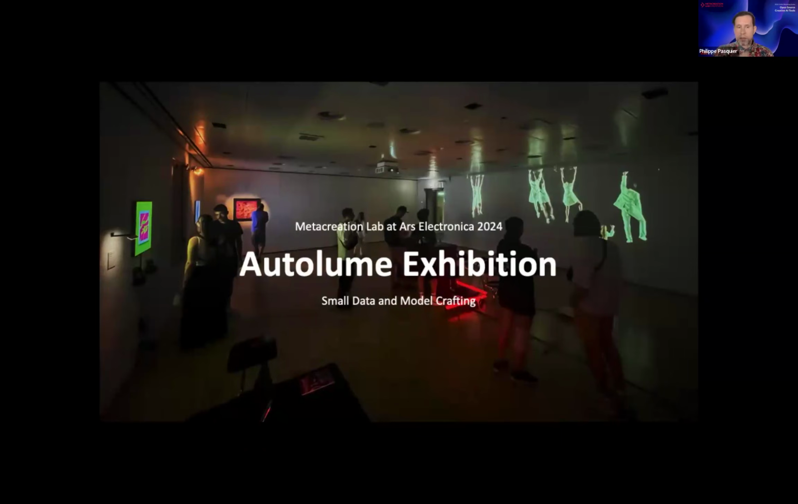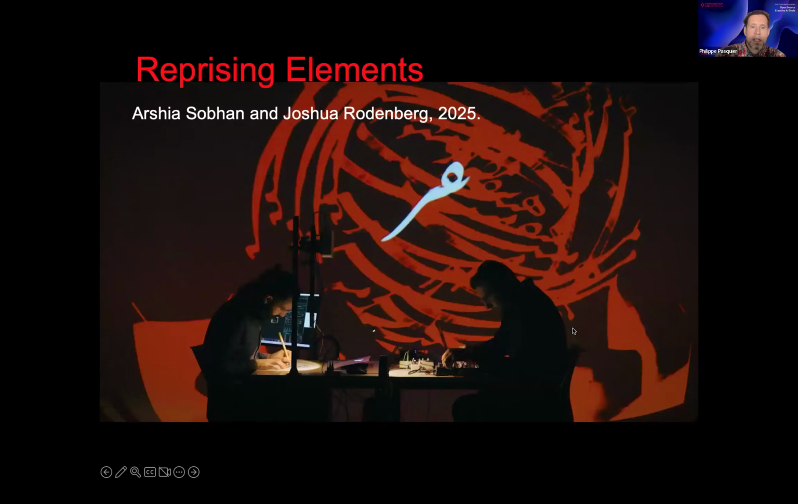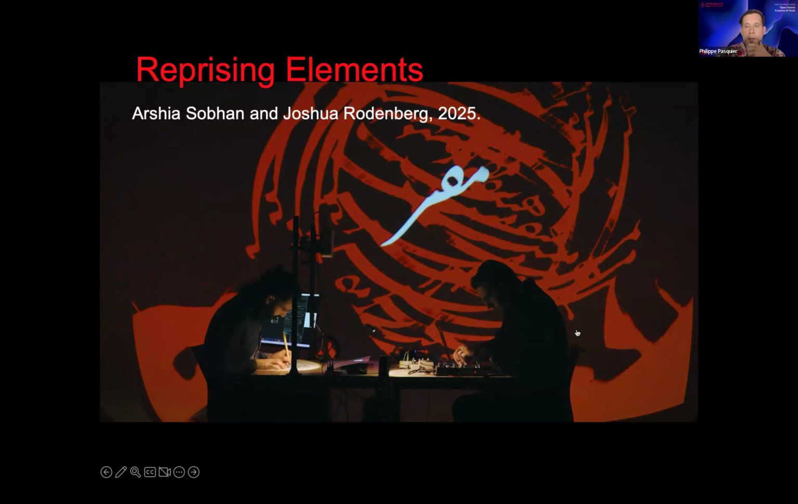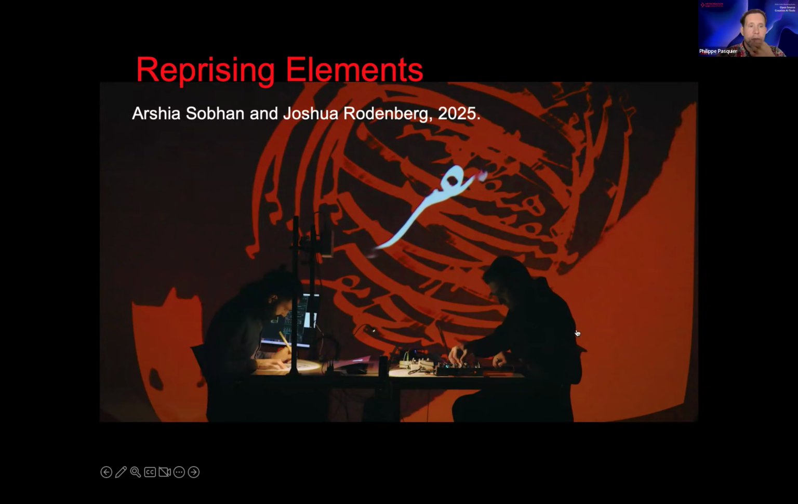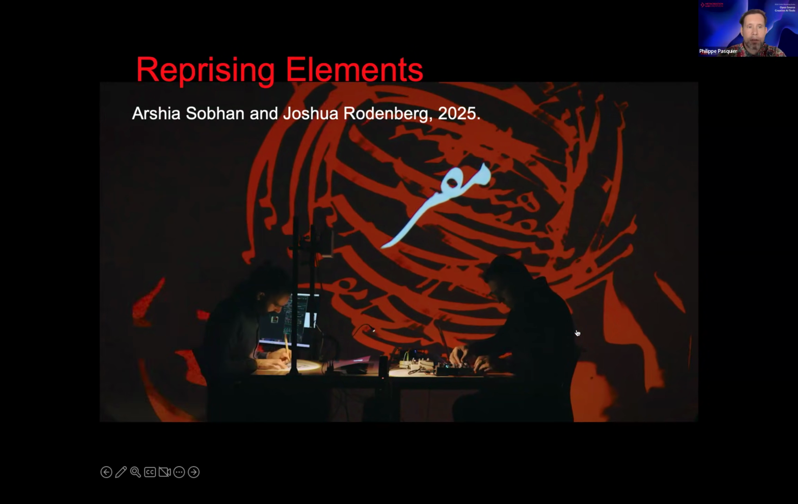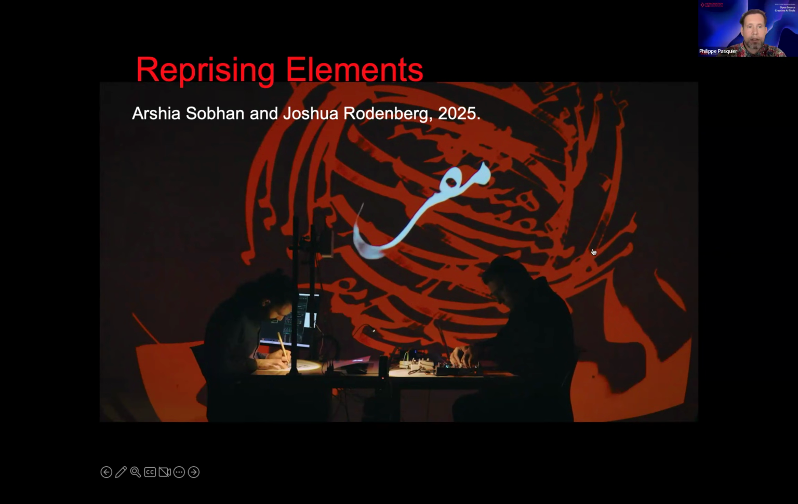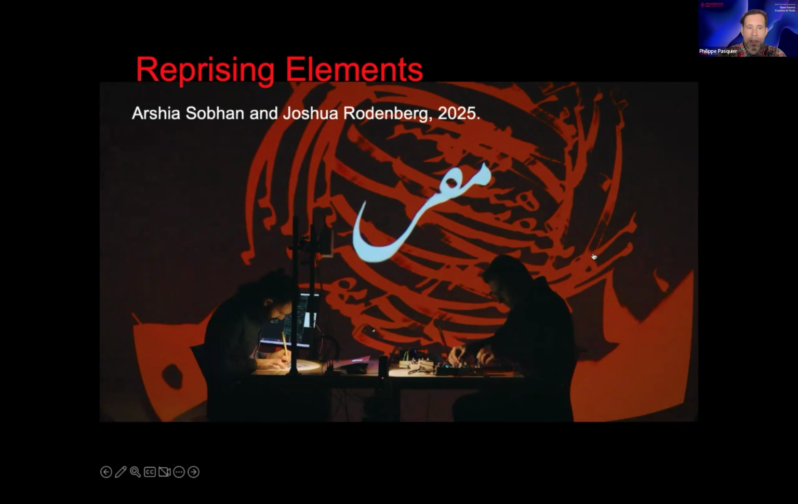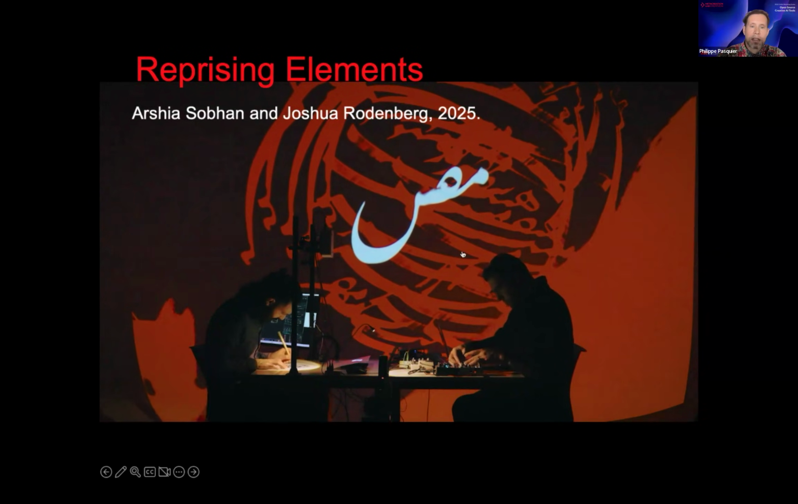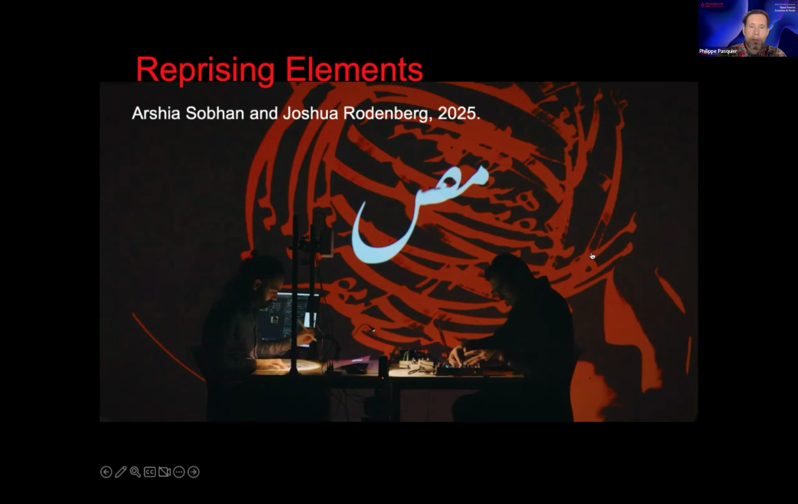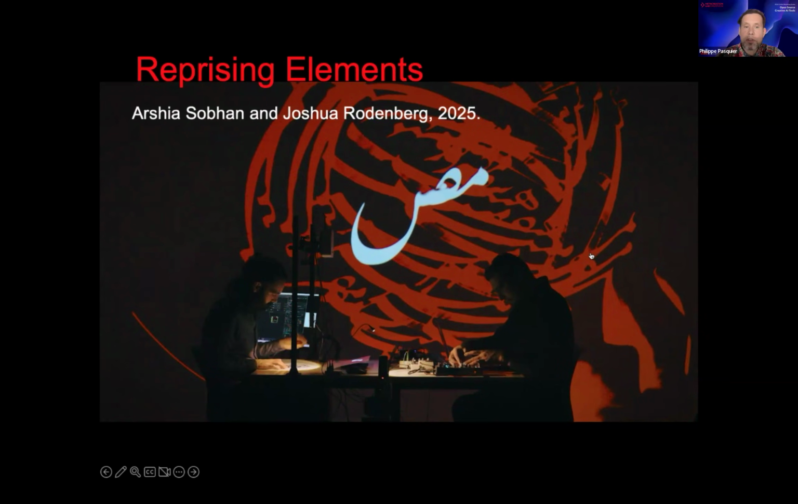We had in 2024 an Autolume exhibition at Ars Electronica. We were really happy to present a collection of work, some of the one I just discussed here in Linz, in Austria for Ars Electronica. And then there's performances made with Autolume. Arshia has a performance called Reprising Elements with Joshua Rodenberg that is live calligraphy and then interaction with Autolume.